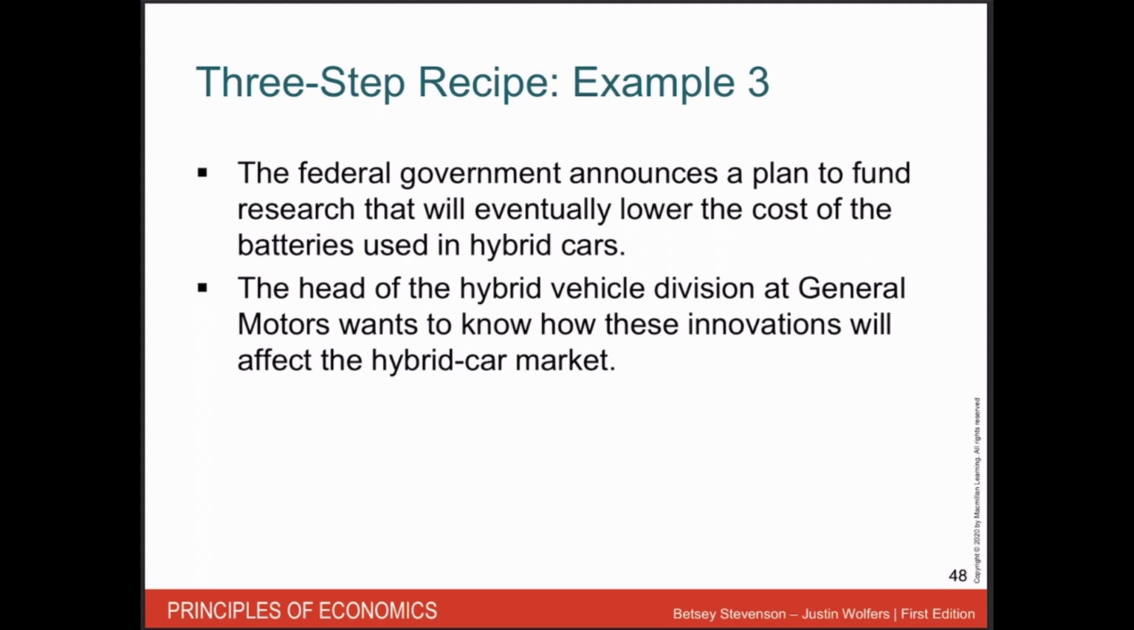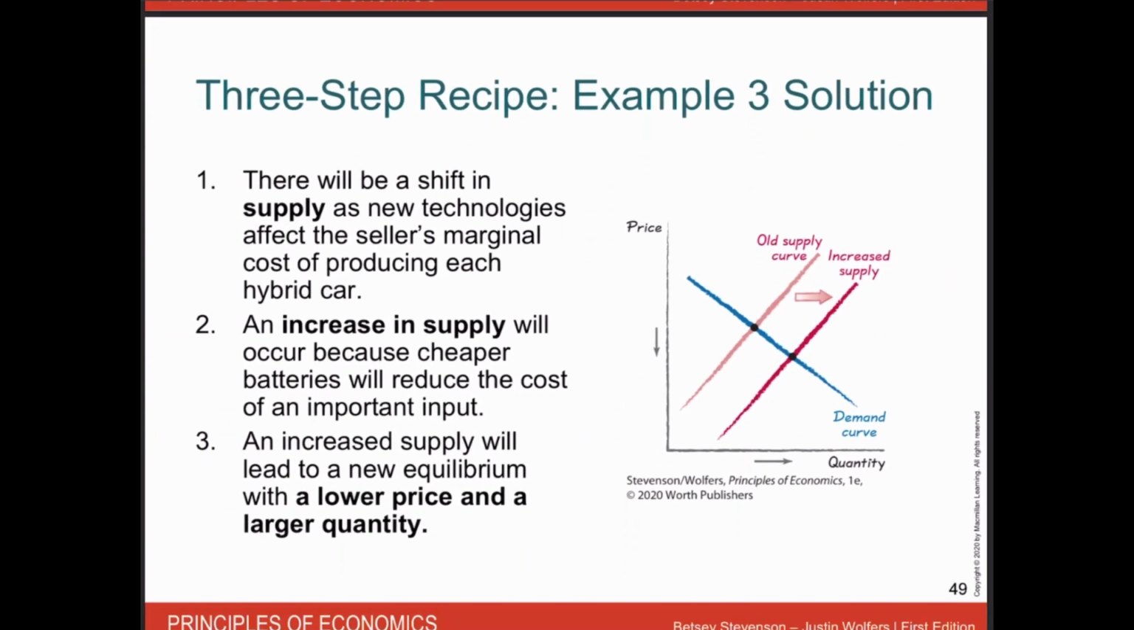The next example is that the federal government announced a plan to fund research that will eventually lower the cost of a battery used in hybrid cars, right? The head of the hybrid vehicle division at GM wants to know how these innovations will affect the hybrid car market. In this case, we can expect that new technologies can decrease the marginal cost, so the supply of hybrid cars will increase. So the supply curve will shift to the right because of increased supply, right?